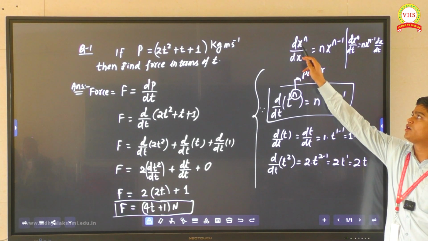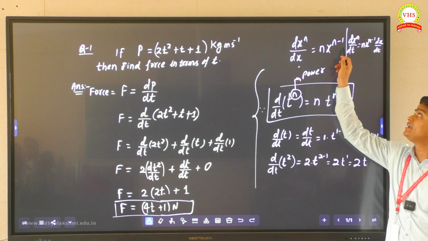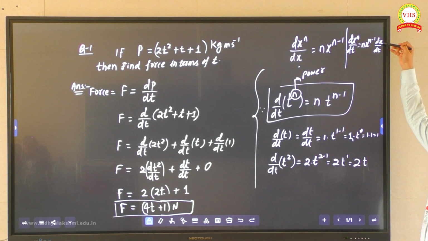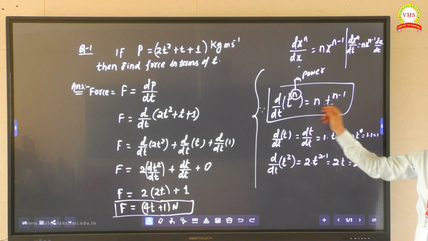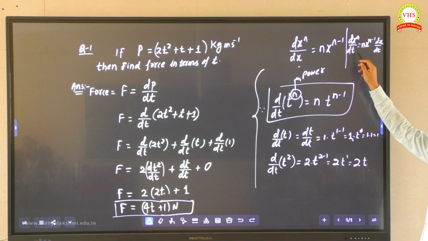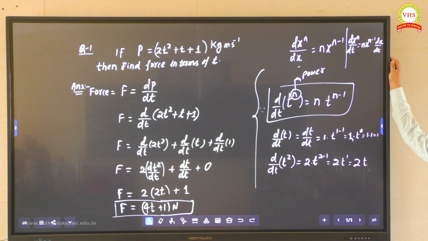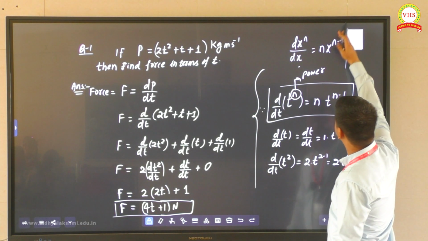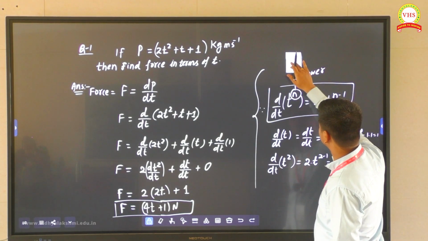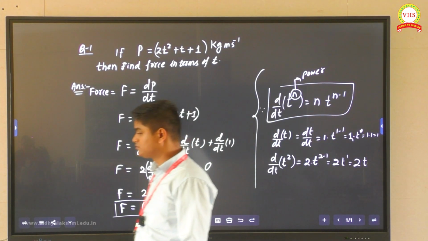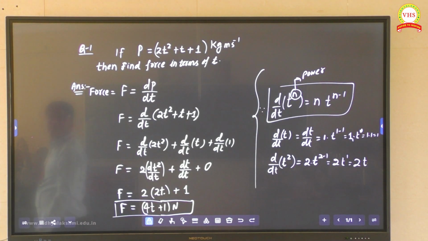If both the terms are the same, x and x, then the last term will not come. Same with t and t, the last term is not coming. But if x and t are there, the last term will come. These are all the derivative formulas. Understood force in terms of t? No doubt.